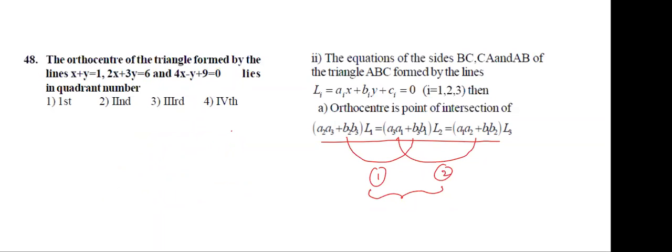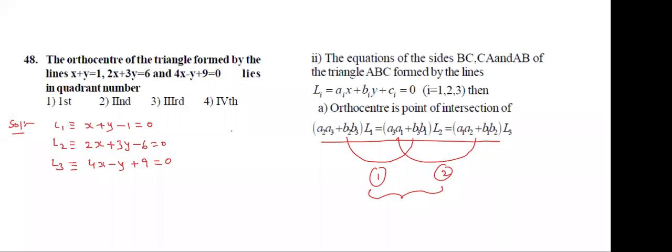But before going to the shortcut method, we need to identify the lines. L1 is the first line: x plus y minus 1 is equal to 0. L2 is 2x plus 3y minus 6 is equal to 0. L3 is 4x minus y plus 9 is equal to 0.